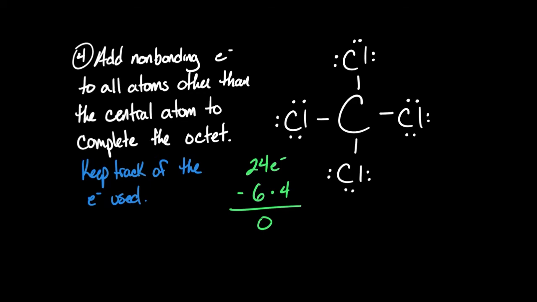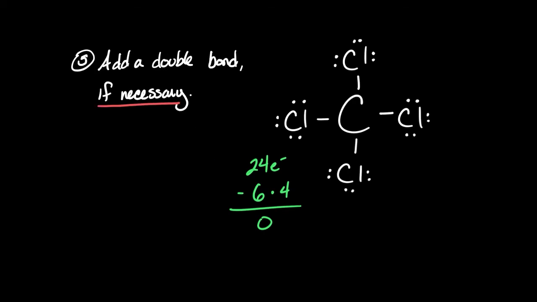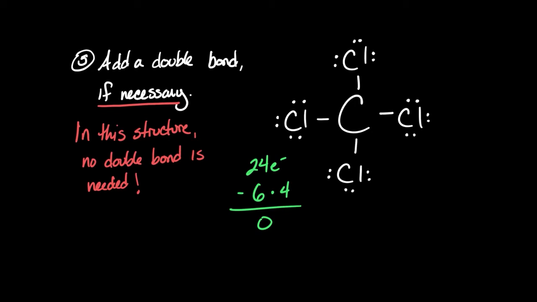Our 5th step for Lewis structures is an if necessary step. Once our electron count reaches 0, we want to double check our structure and see if we need to add a double bond. In this case, no double bond is needed because all of the chlorines and the carbon are fulfilling the octet rule. If we've used all of the electrons and everything has a full octet, then our structure is complete.